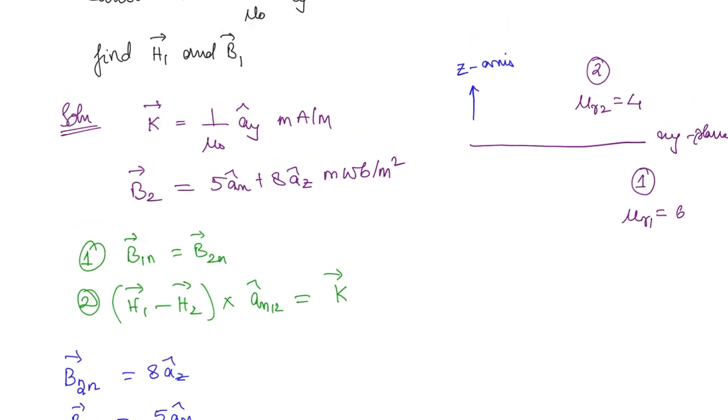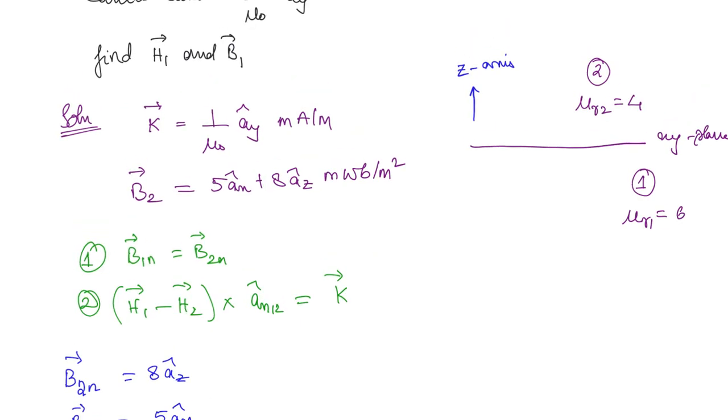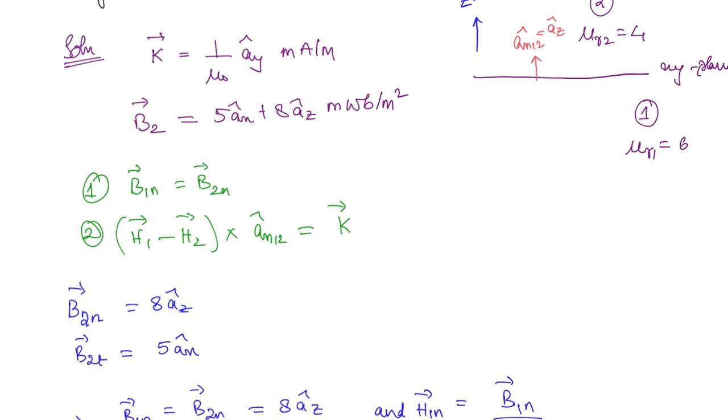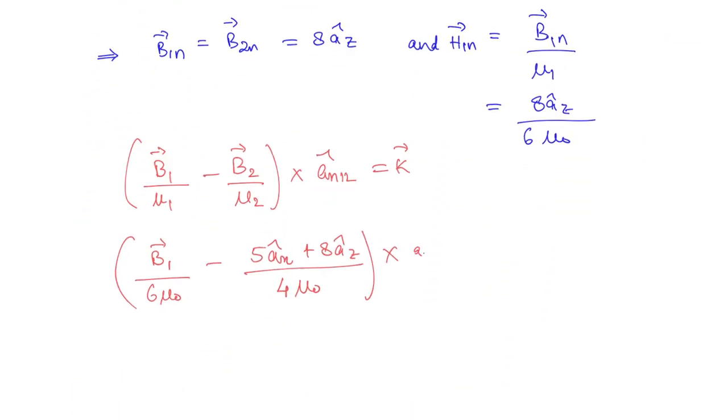If you see here, what is the normal direction? It should be from region 1 to region 2. So from this to this, what will be the normal vector? It will be in this direction, aN12 cap. So this is equal to az cap because it is in the direction of the positive z axis. So here we substitute az cap, and this is equal to K bar, which is given as 1 by mu naught ay cap. Here you can see mu naught will get cancelled.